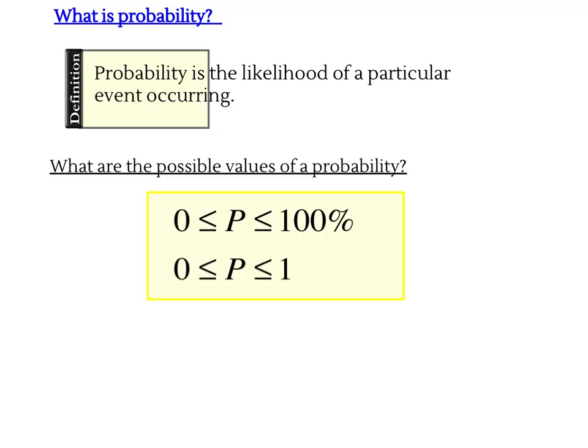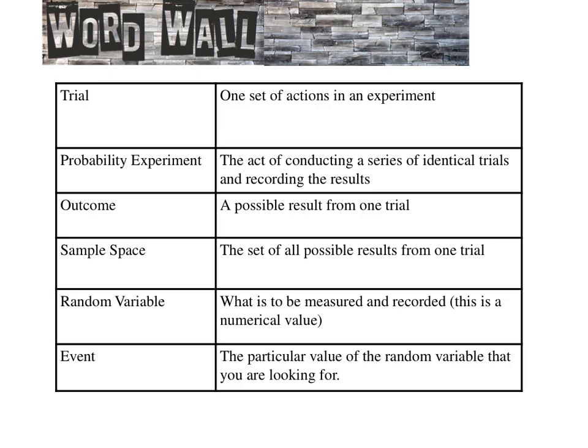Probability is the likelihood of a particular event occurring. This is not unfamiliar to you. For possible values of probability, we can use percentages or we can use decimals. We can also use fractions to demonstrate either the decimal or the percent. Just a couple of definitions.